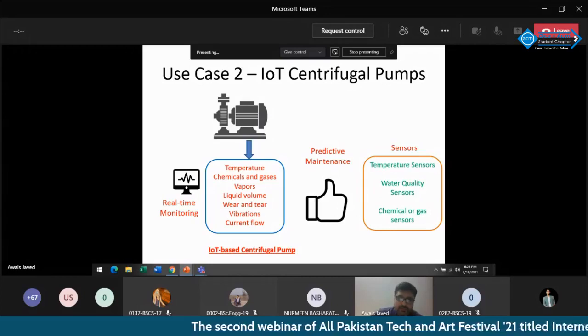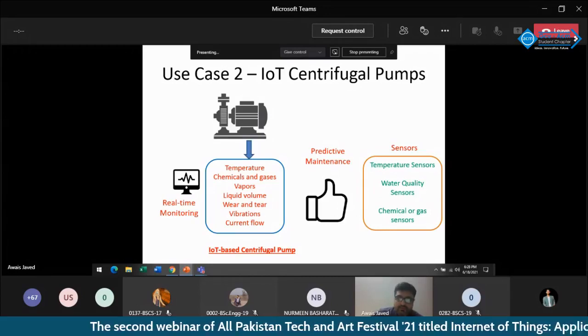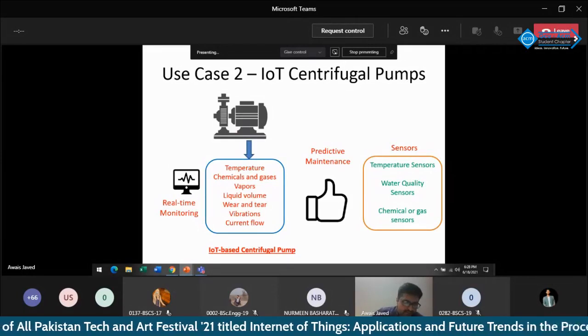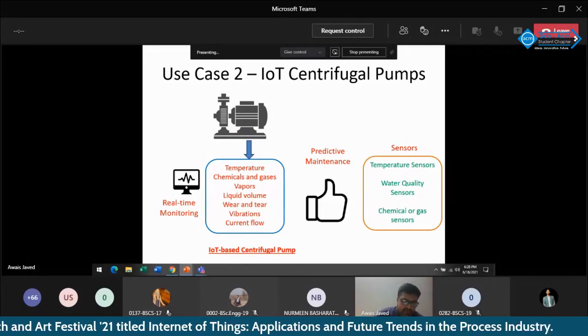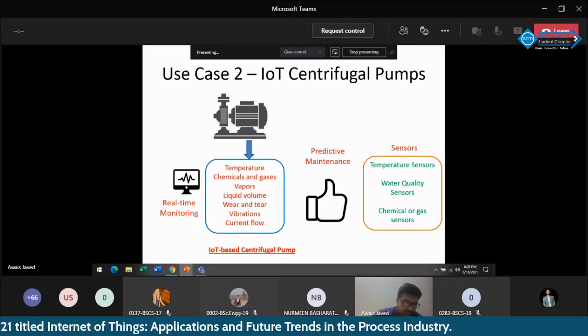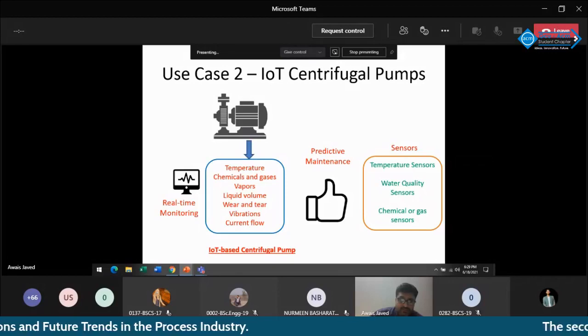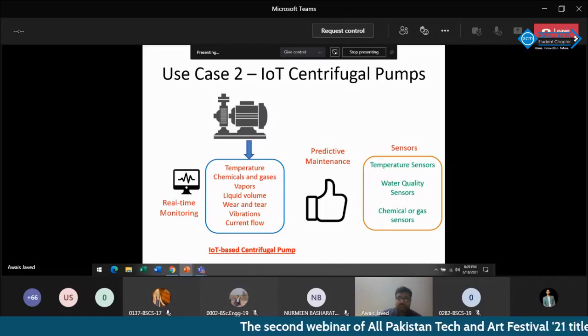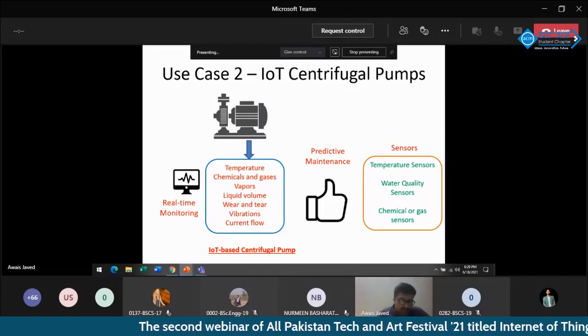Some other sensors that can be very useful in a centrifugal pump could be a temperature sensor that can provide us the inside temperature of the centrifugal pump. So if the centrifugal pump is being heated, or the heat is more than the threshold, then we can detect that.